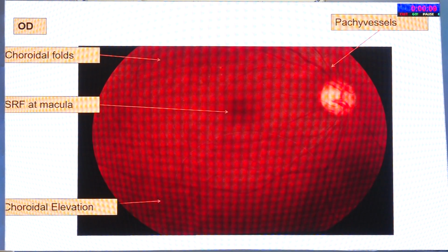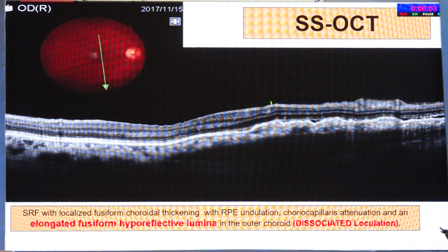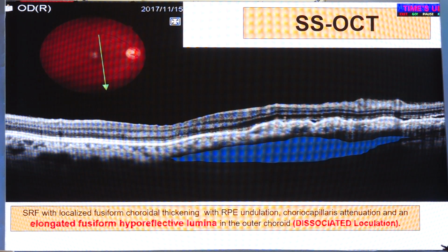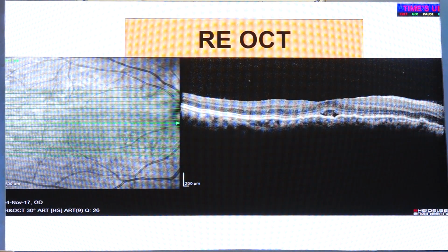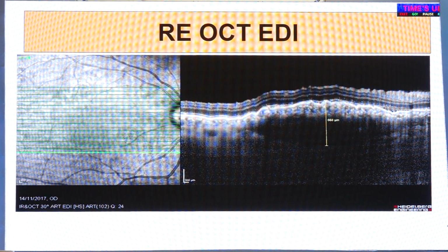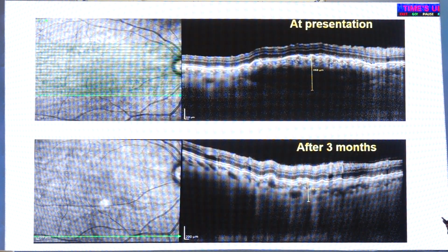For this patient, for example, presented as a choroidal mass lesion, inferior part of the macula, and you see this choroidal elevation. This is not a choroidal lesion, but it is a dissociated outer choroidal posterior loculation of fluid, and fluid at the macula as well. And you see the posterior choroidal loculation of fluid, and this patient at presentation and after 3 months, the posterior choroidal loculation has resolved on its own.